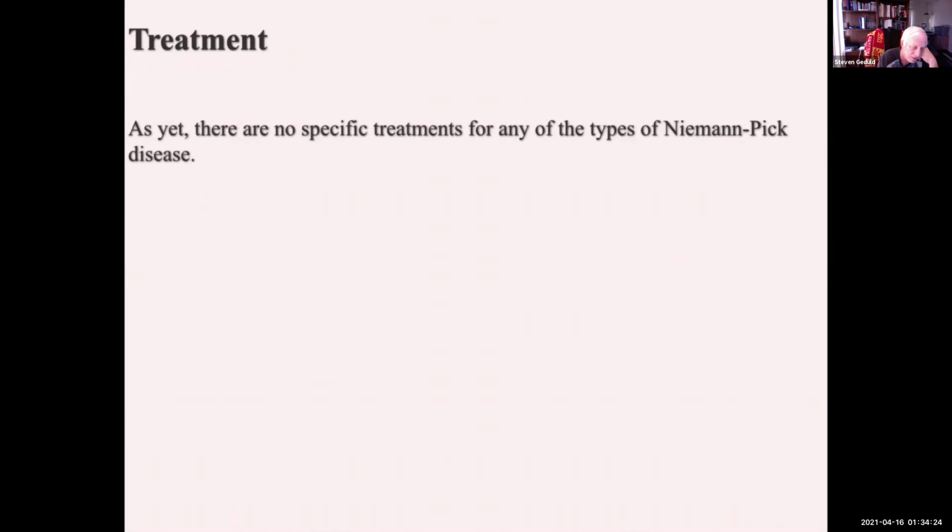Treatment, what do we do for it? Not a whole lot. There are no specific treatments for any of the types of Niemann-Pick's disease or Tay-Sachs disease or any of the others. We have no specific treatments. We can help decrease the symptoms of the progression, but we can't treat that disease.